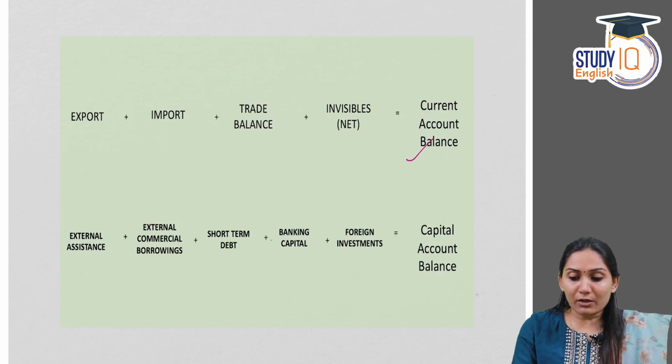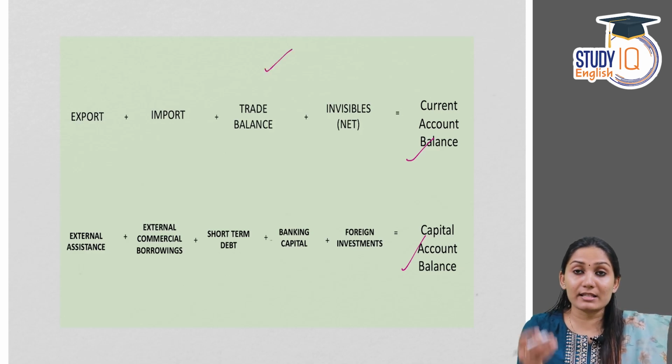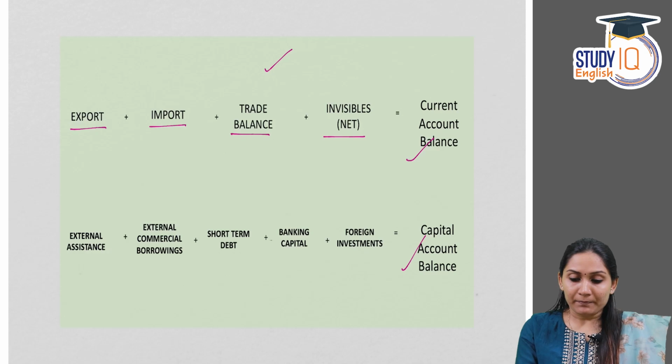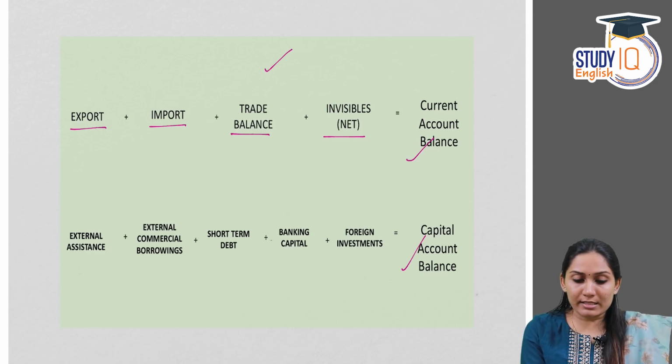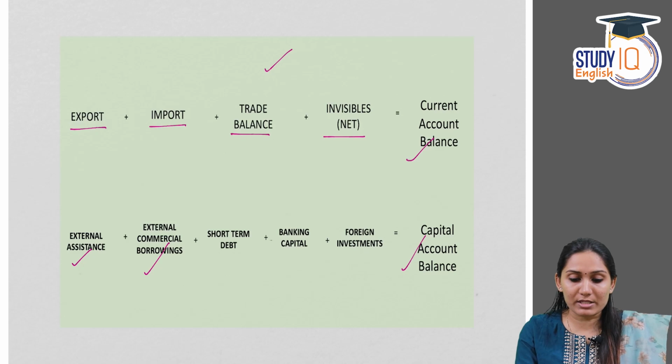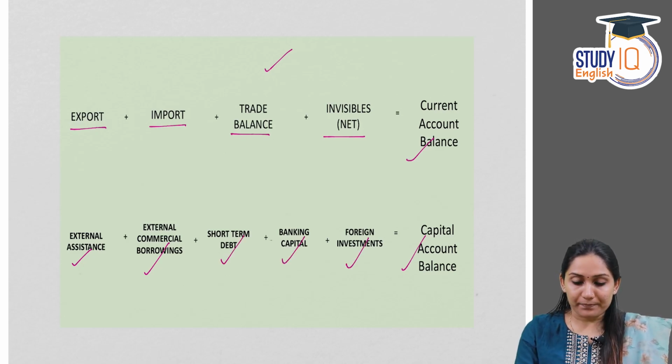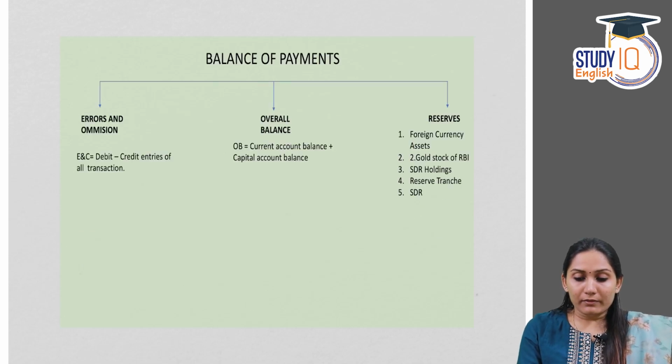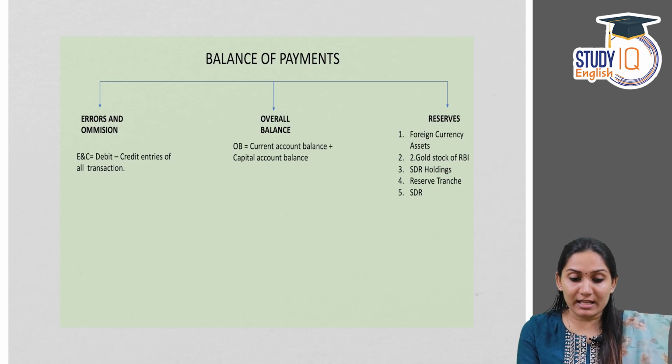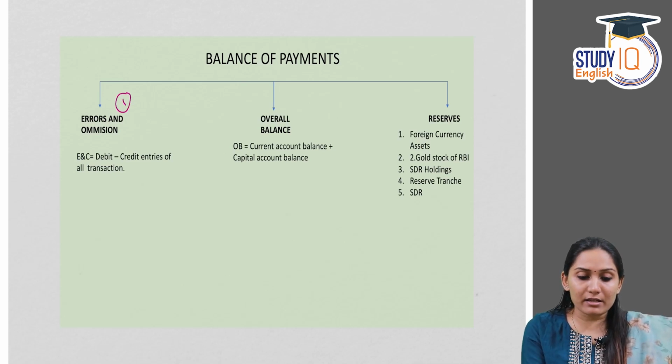Now coming to current account balance and capital account balance, in short, this will help you understand and memorize it. The current account balance components are export plus import plus trade balance plus invisibles. Capital account balance is external assistance plus external commercial borrowings plus short-term debt plus banking capital plus foreign investments. Altogether that makes the capital account balance. Now within balance of payment, there are three more things that we have seen in the beginning. First is errors and omissions, second is overall balance, and third is reserves.